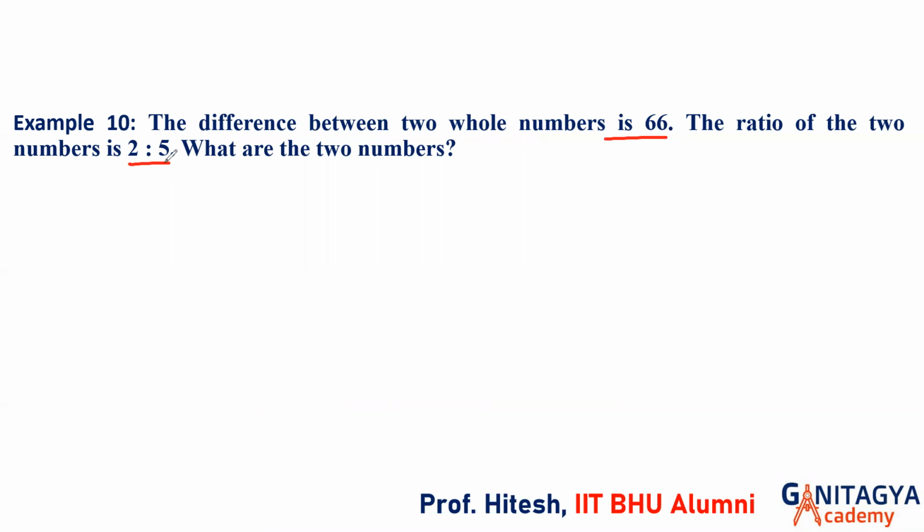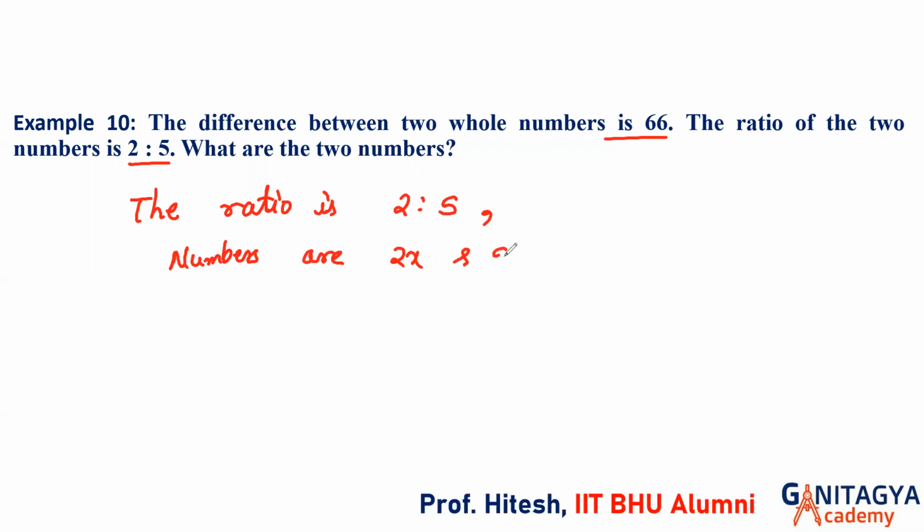See, the ratio is given as 2:5. So what does it mean? The numbers are 2x and 5x. Very easy. Then only their ratio will be 2:5. So 2x and 5x are the numbers.